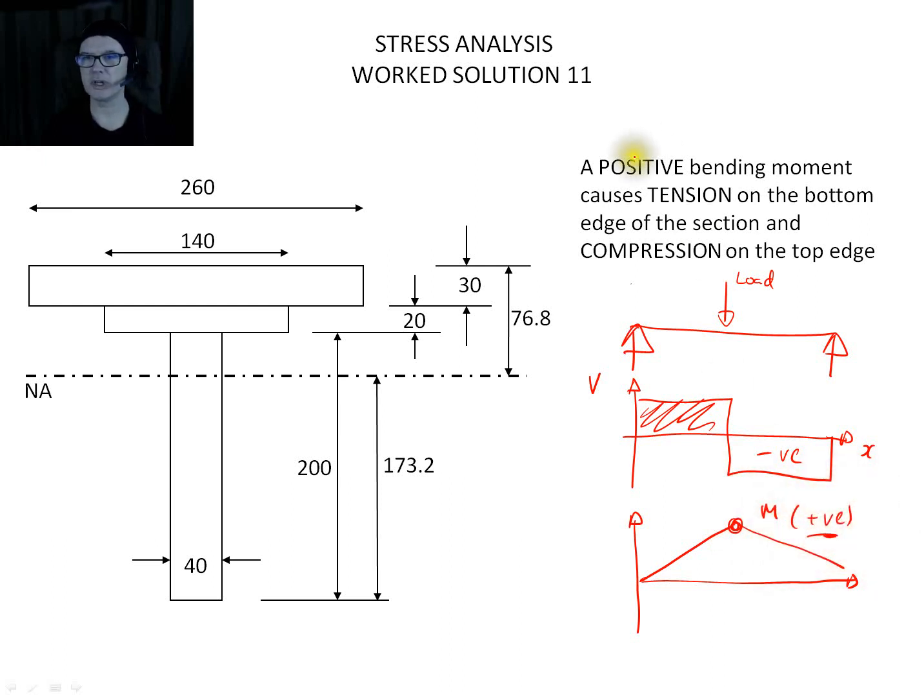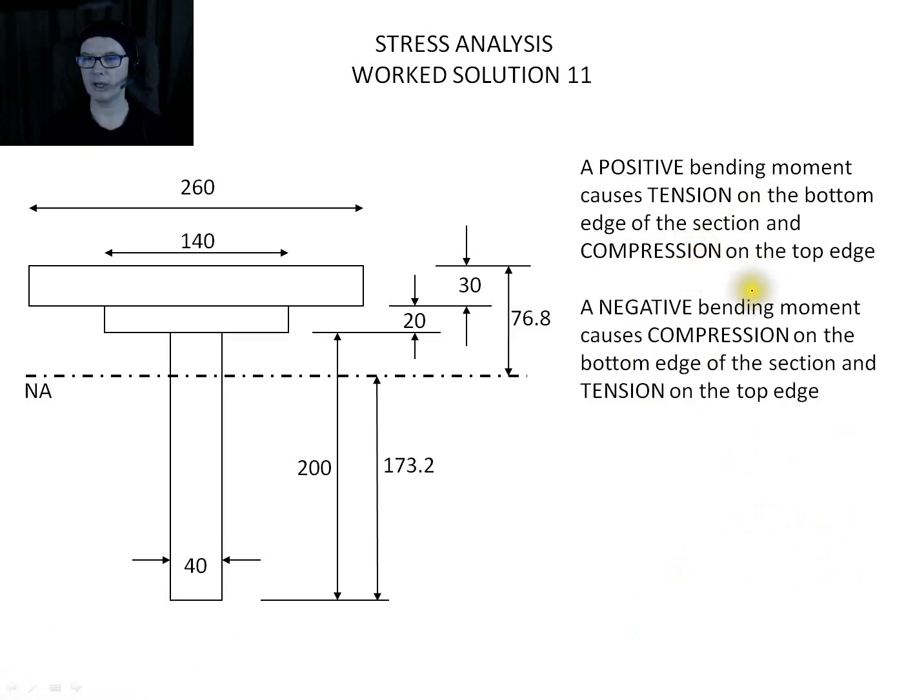So this is what this statement's saying here. If you have a positive bending moment, you're going to have a load from above. That load from above is going to cause this thing to be pulled out from the bottom and come in from above. So we're going to get tension at the bottom.